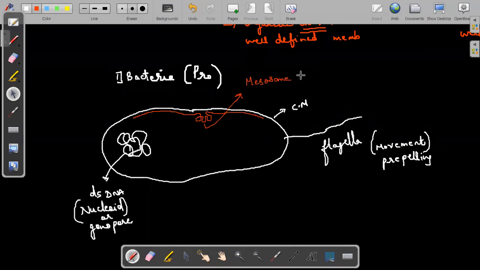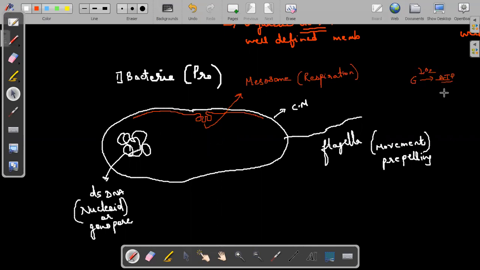So the role of mesosome is that it helps in respiration. All respiration is nothing but utilization of glucose. Glucose in the presence of oxygen will give you ATP, correct? That is respiration. Glucose is broken down in the presence of oxygen to give you energy. But there is no mitochondria here.